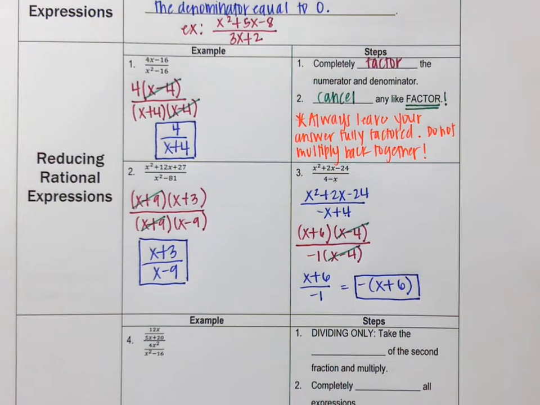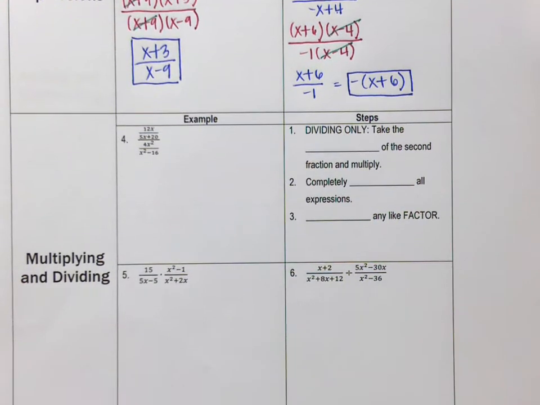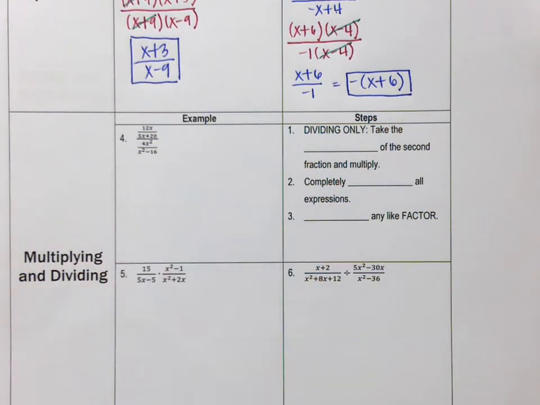Okay, so that's reducing. We're going to use that in our multiplication and dividing as well. So we're going to move on to that next section. Multiplying and dividing is really similar to reducing. It's just a little bit of extra steps. So I'm going to first deal with this one. I made the first one that we do together a little bit more challenging because it involves everything. And then we'll tailor it back a little.